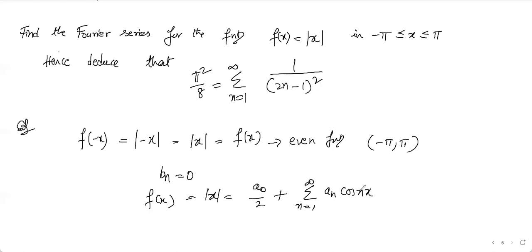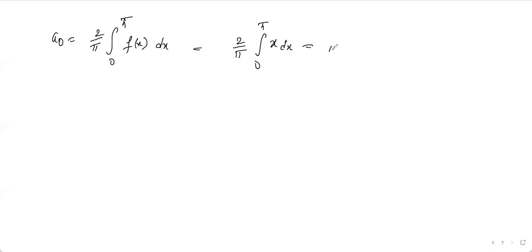Now let us find what a naught is here. So a naught is 2 by pi integral 0 to pi f of x dx. Now this is 2 by pi, integral 0 to pi of x dx, which is pi, because f of x is mod x, which is x for x greater than 0.